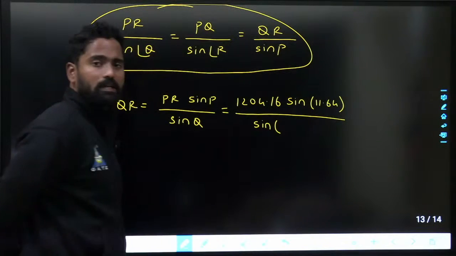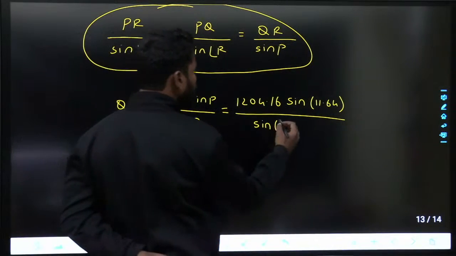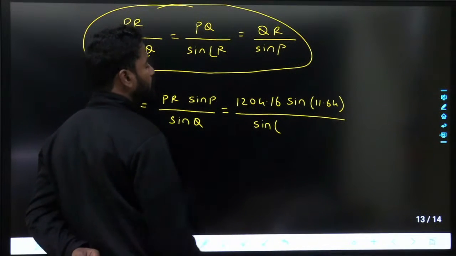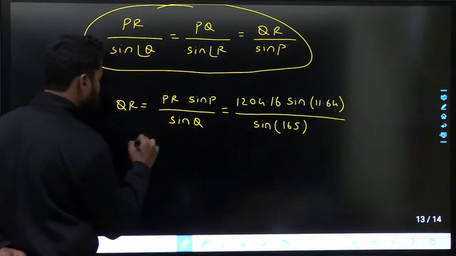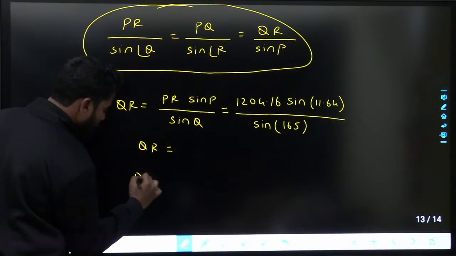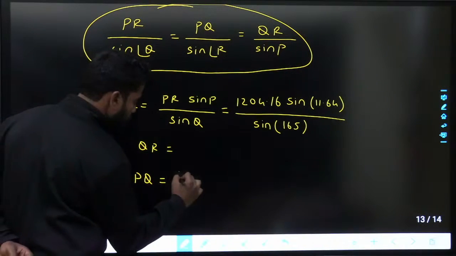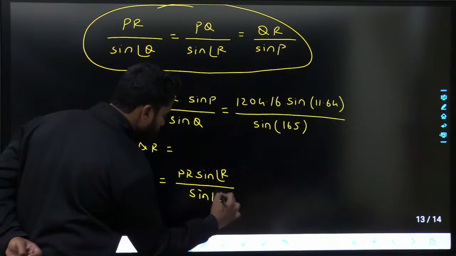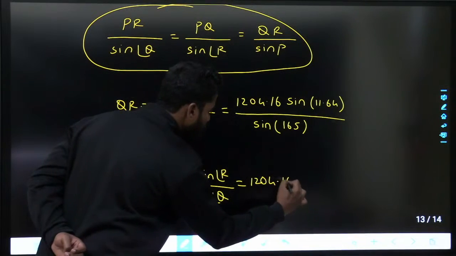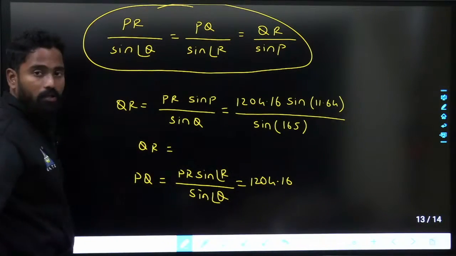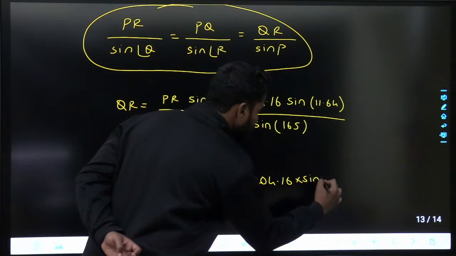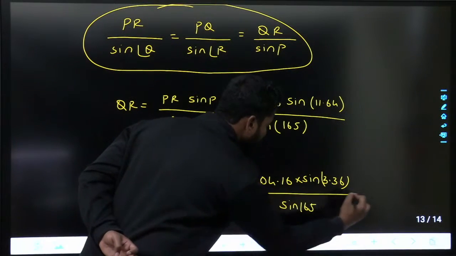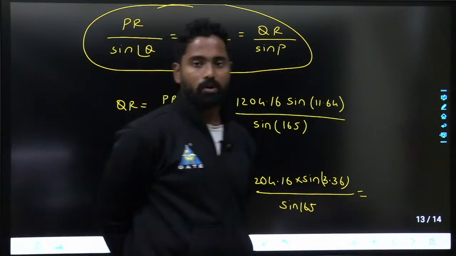Q is how much did you get? 165. From this you will get the value of QR, and then PQ. PQ is equal to PR sin R upon sin Q: 1204.16 sin 3.36 upon sin 165. What is the value of PQ you are getting? What is the value of QR? Please give me the answers.